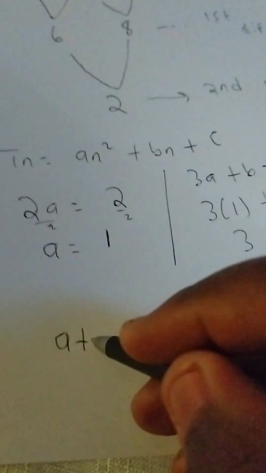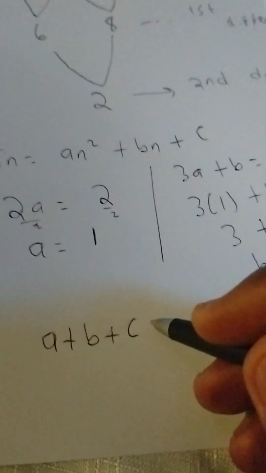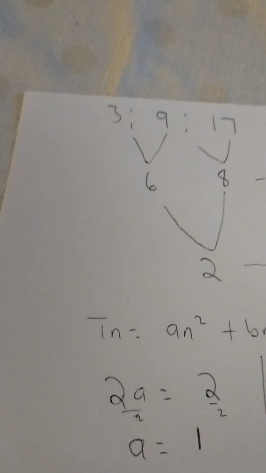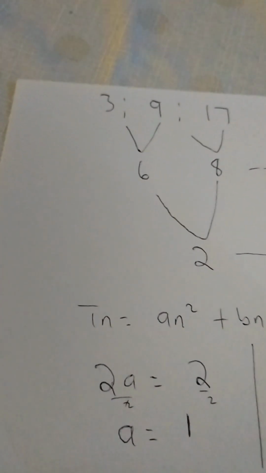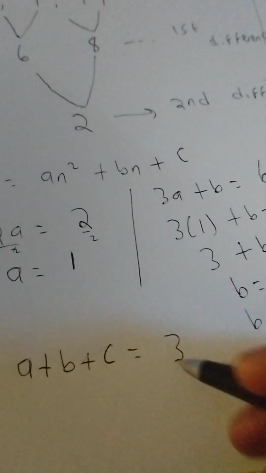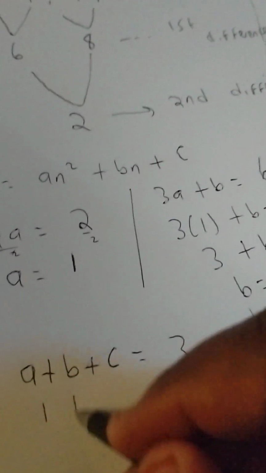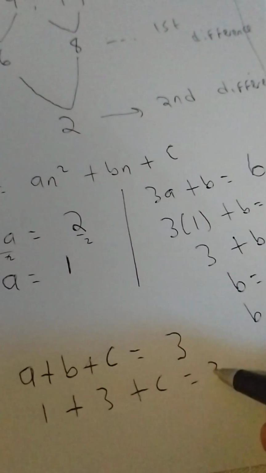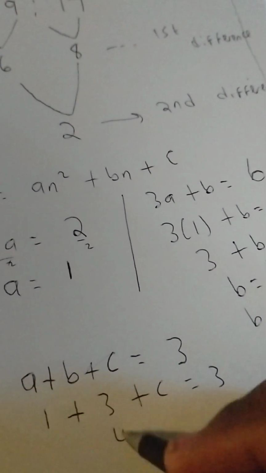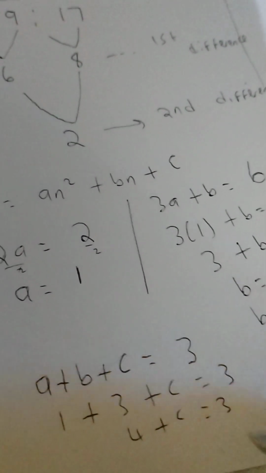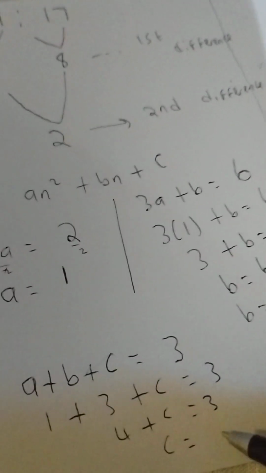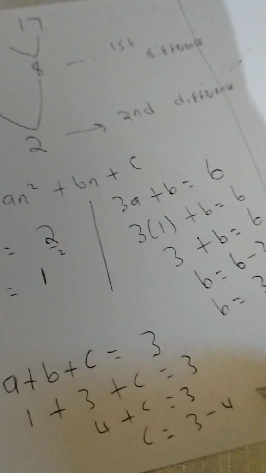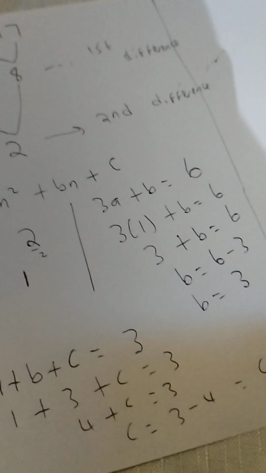Then I will continue and find my c. To find c, a plus b plus c is equal to the first term in the sequence, which is 3. So a is 1, and b is 3, plus c equals 3. This gives 4 plus c equals 3. Therefore c will be equal to 3 minus 4, so c will be negative 1.